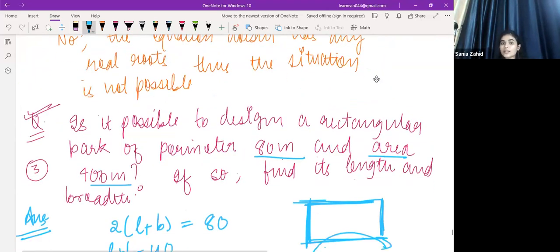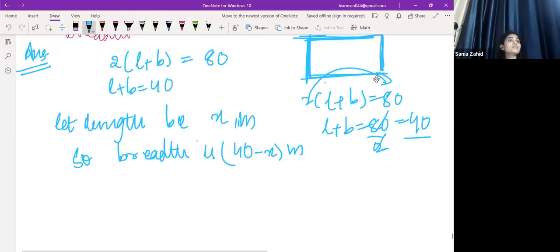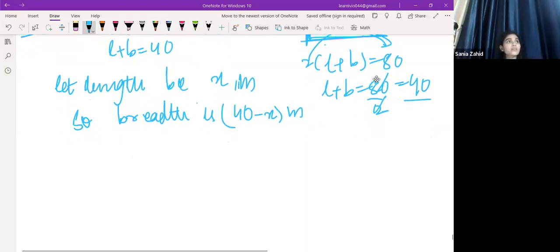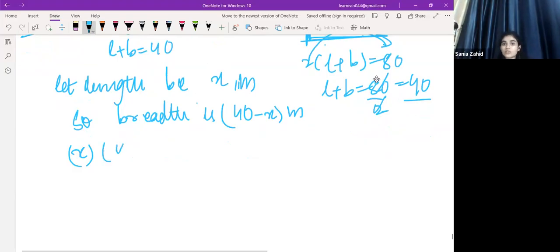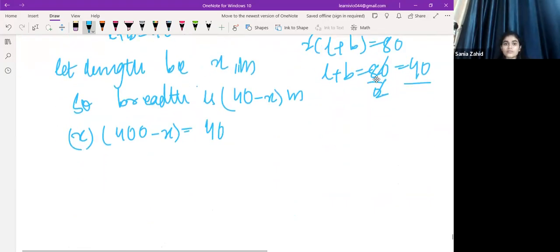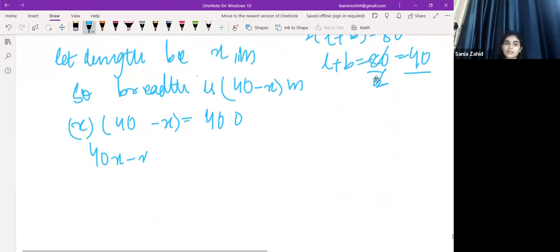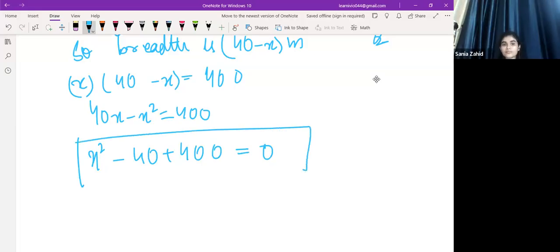Now it is given to you, area is how much? 400 meters square. So if area is 400 meters square, this becomes x into 40 minus x is 400. So this becomes 40x minus x squared equals 400. So now you transpose everything to the right, you get x squared minus 40x plus 400 is 0. So this is the equation that we get, right? This is the equation.